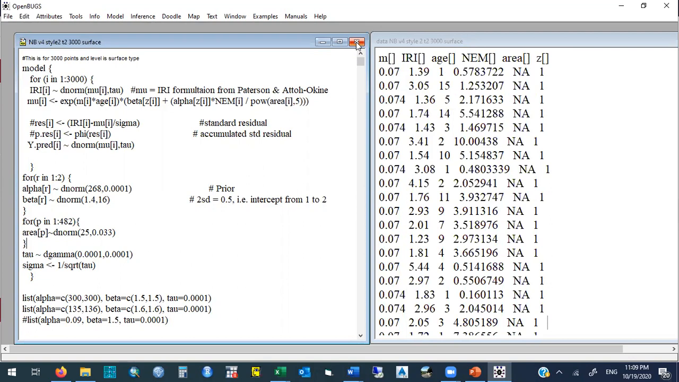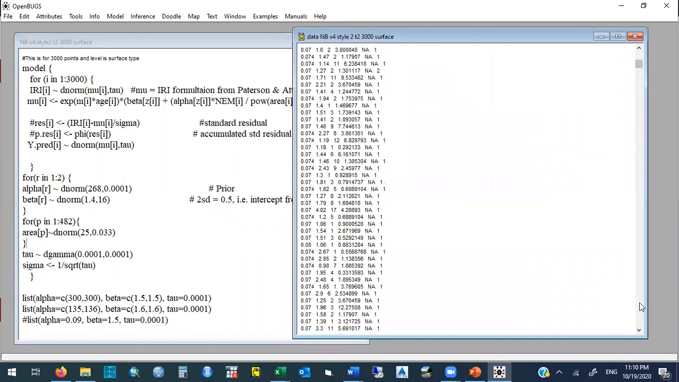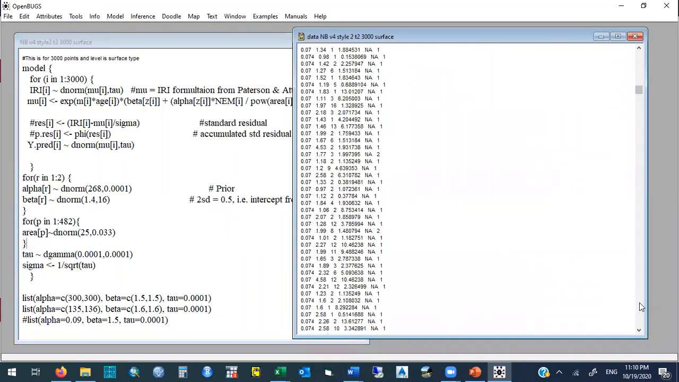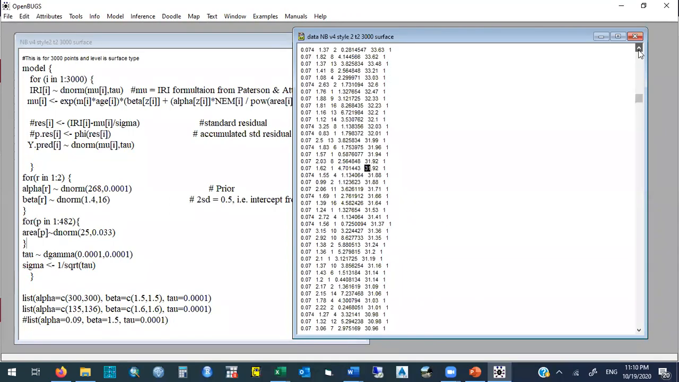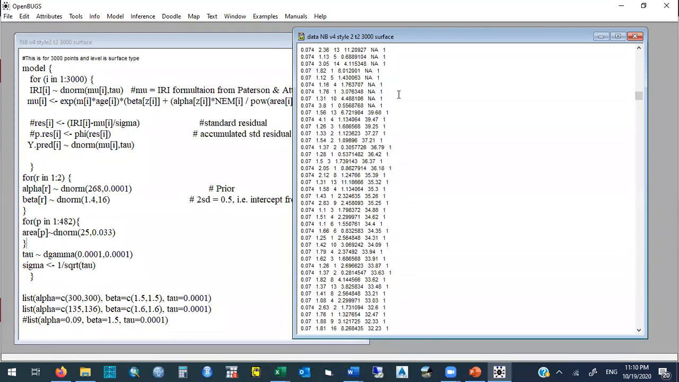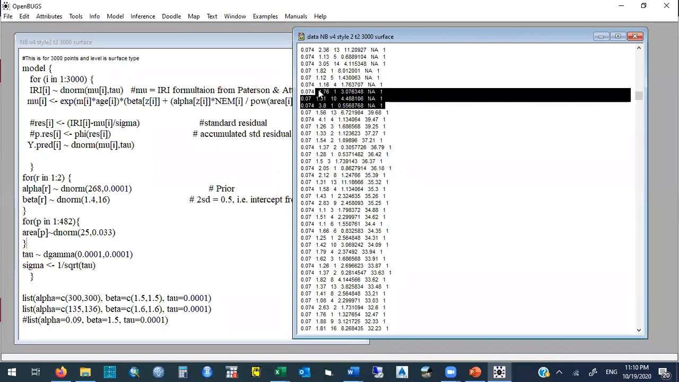If there are no questions, I will close it. And I have a question. Yes, go ahead. Why did you choose 482? You count them. You go down and you count here. You will count 482 NAs. See, I have values now. But if you count the ones before, up to here, you will count 482.